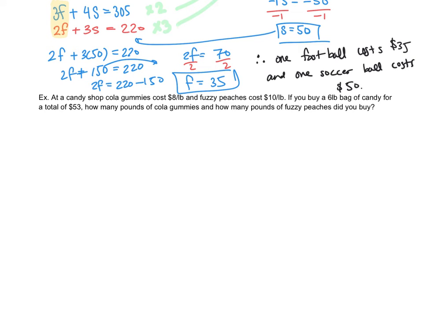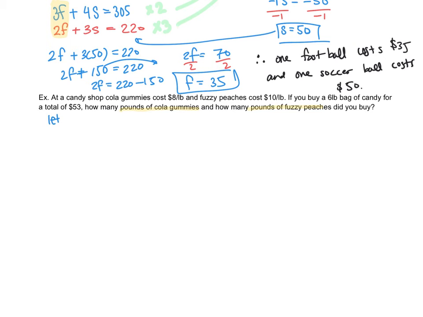So at a candy shop, cola gummies cost $8 per pound and fuzzy peaches cost $10 per pound. If you buy a 6-pound bag of candy for a total of $53, how many pounds of cola gummies and how many pounds of fuzzy peaches did you buy? So first of all, reading the question, how many pounds of cola gummies, how many pounds of fuzzy peaches did you buy? There's my let statement. We need to figure out the weight of each.